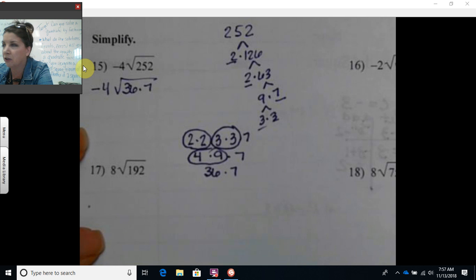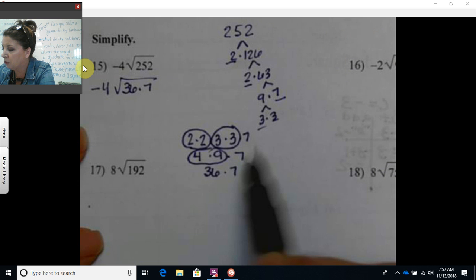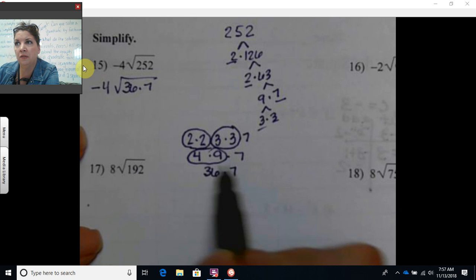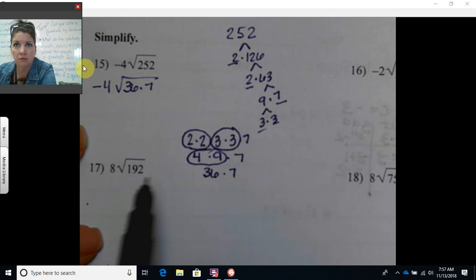Did y'all know that 36 times 7 gave you 252? Me either, but I used my factor tree and that helped me find the biggest perfect square, okay? I could have written 4 times 9 times 7 and taken the square root of 4, then taken the square root of 9. I could have done that too, as well.